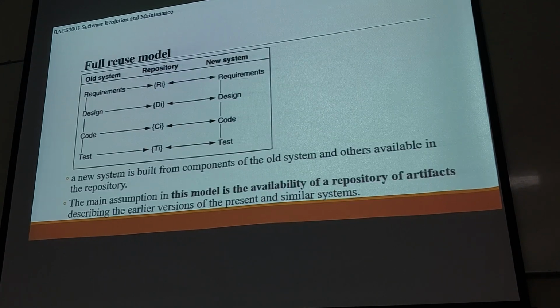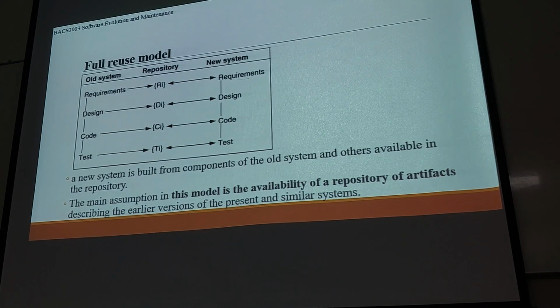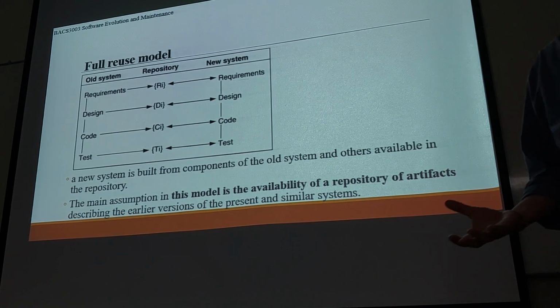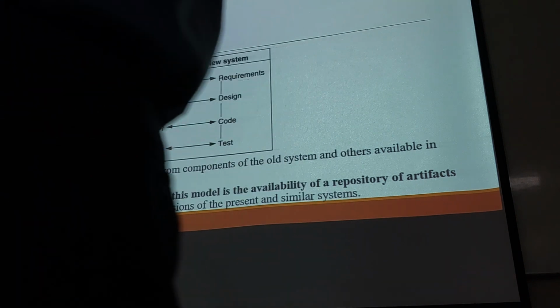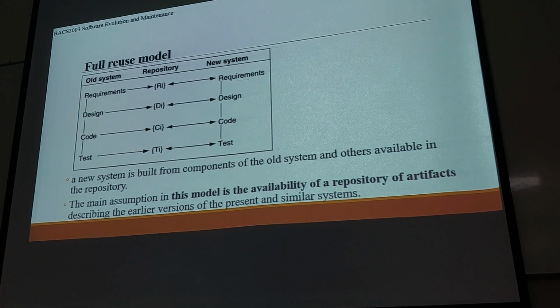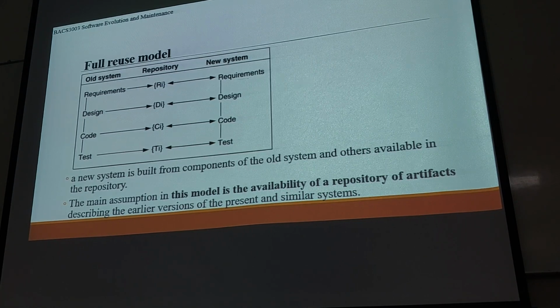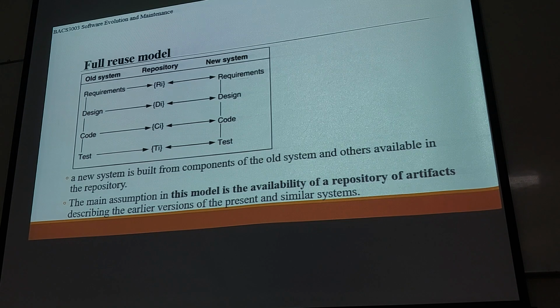Okay. This one is another model called the full reuse model. This full reuse model is the daily practice of reuse. They have a repository, like a store, like a database, that consists of all those reuse items. Understand? All those reuse components, reuse items.